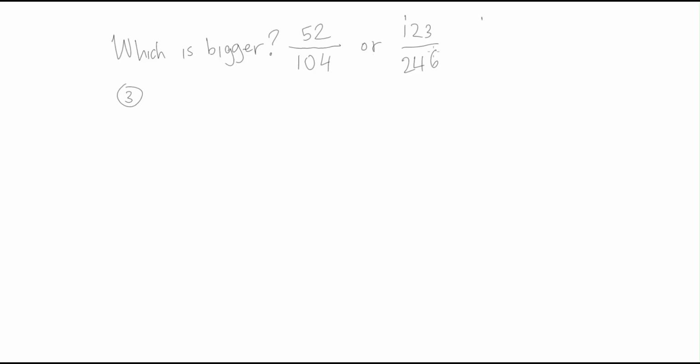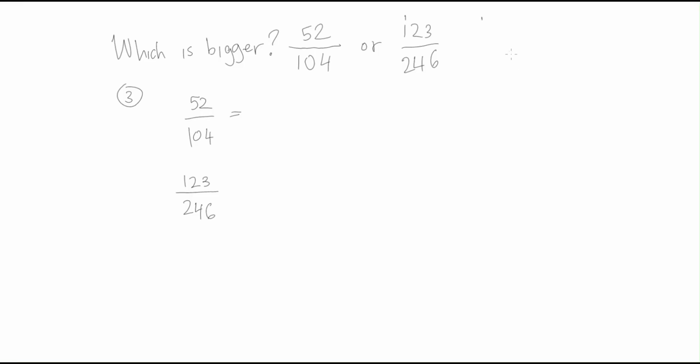Okay, another method is for when you're faced with really big fractions. You don't really have time to multiply these two numbers together unless you're fast at multiplication. But what you can do is simplify the two fractions first. So 52 over 104 and 123 over 246. 52 and 104 are both divisible by 2.